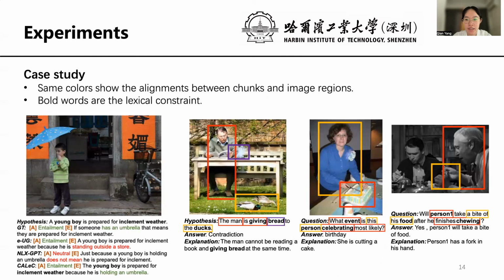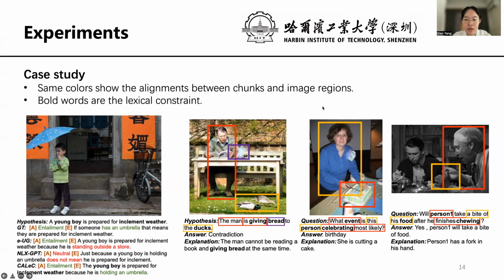Here are some case studies. The same color shows the alignment between the chunks and the image regions, and the bold words are the lexical constraint. In the first image, we show an example with the inference results and explanations of each model. Our method is the only one that infers the correct relation and generates a faithful explanation. In contrast, other models mistake the objects and predict the wrong answer or generate a pointless explanation.